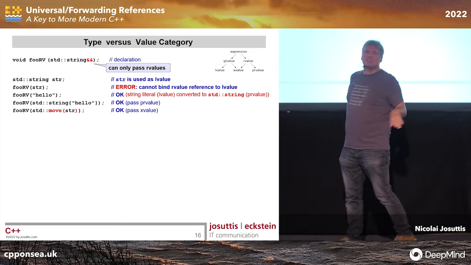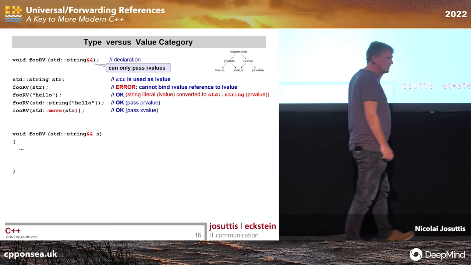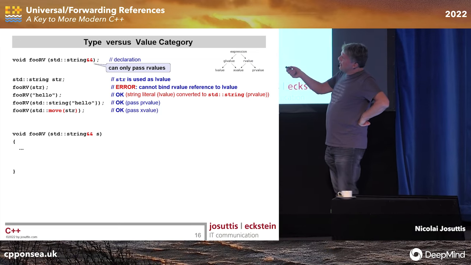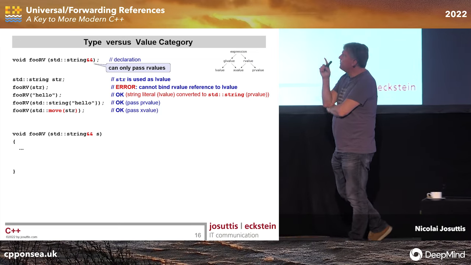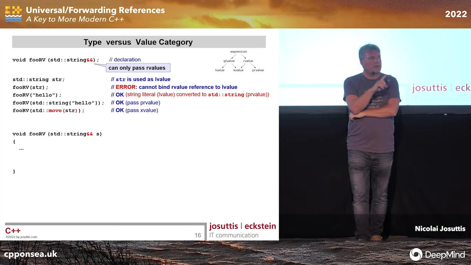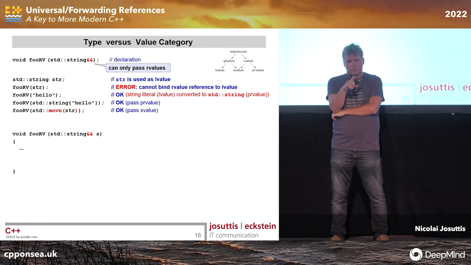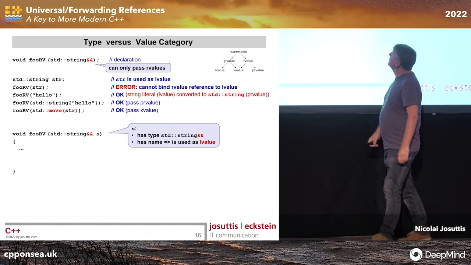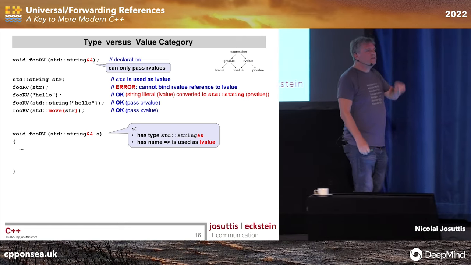Let's look at the implementation of this function. Here's the implementation. The function takes an R value reference to a string. So the type of S is R value reference to string. What is the value category of S? L value, it has a name. Yes. The type is an R value reference. The category is an L value.